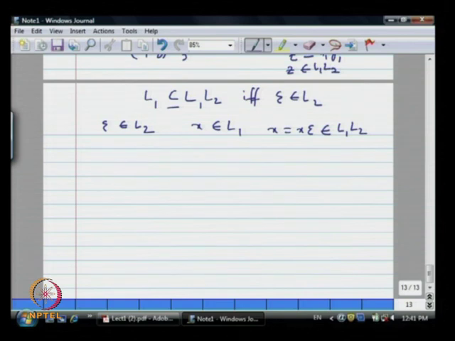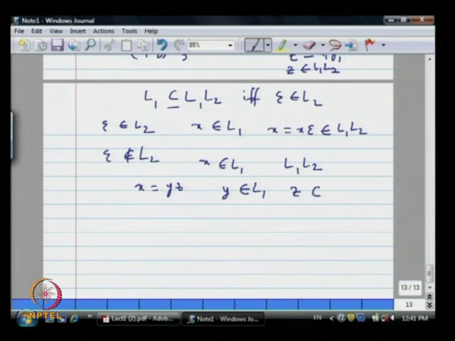On the other hand, suppose epsilon does not belong to L2. Now, note that a string x belonging to L1 of shortest length in L1 cannot be in L1 L2. This is because if x equals yz for some y belonging to L1 and a non-empty string z belonging to L2, then the length of y is less than the length of x. Now, this is a contradiction to our assumption that x is of shortest length in L1. Therefore, L1 is not a subset of L1 L2. Hence the proof. Thank you.